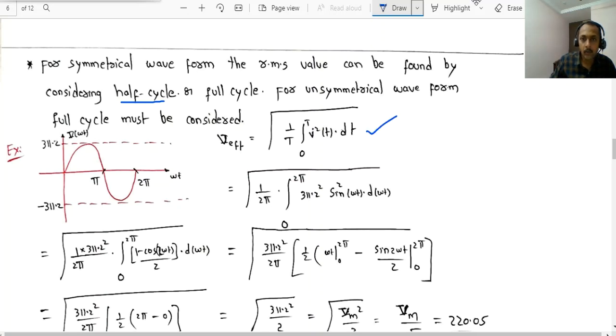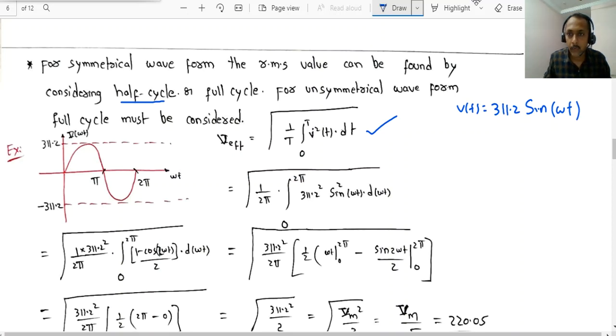What is the maximum value? In the place of V of t, what can you write? Based upon its graphical representation, the mathematical form is 311.2 sine of omega t. That is what you have written here. You take its square: 311 square sine square of omega t d omega t.